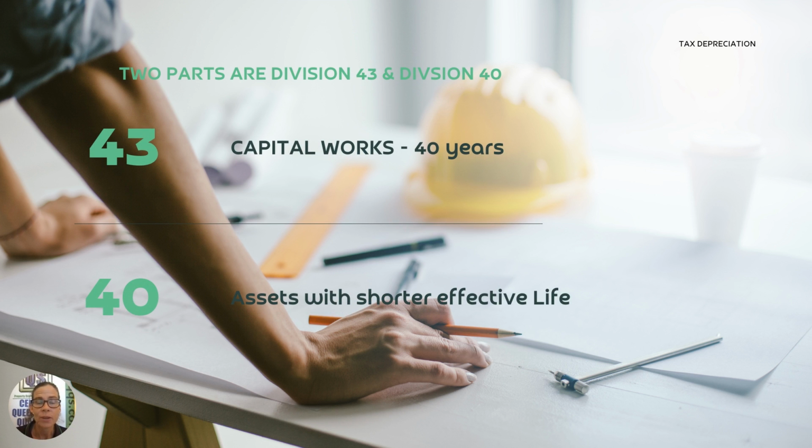There are two parts we're going to cover today. It's Division 43 and Division 40. Division 43 is the larger part of a building expense. It's the capital works portion. That includes things like the floor, the walls, the roof, kitchen cupboards, and the Division 40 includes things with a shorter effective life, things like ceiling fans, smoke detectors, kitchen appliances, hot water units, air conditioning, floor coverings, window coverings, and the like.